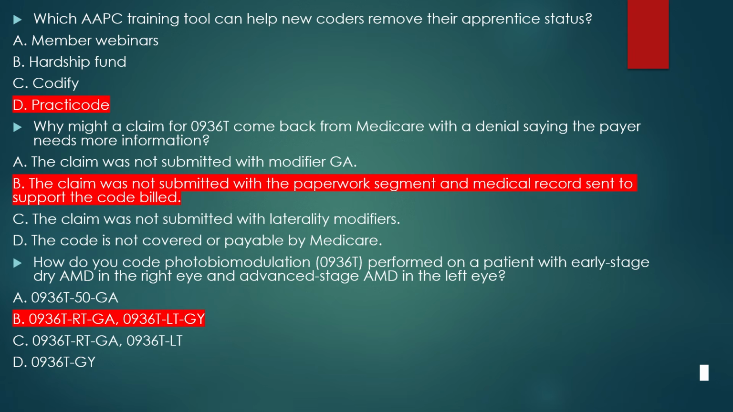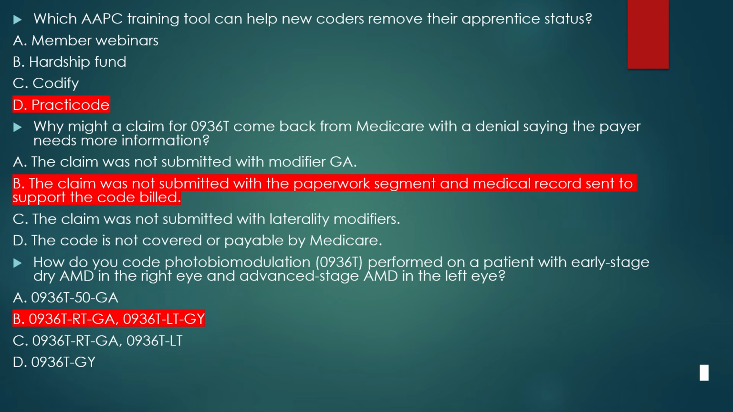A. The claim was not submitted with modifier GA. B. The claim was not submitted with the paperwork segment and medical records sent to support the code build. C. The claim was not submitted with laterality modifiers. D. The code is not covered or payable by Medicare.